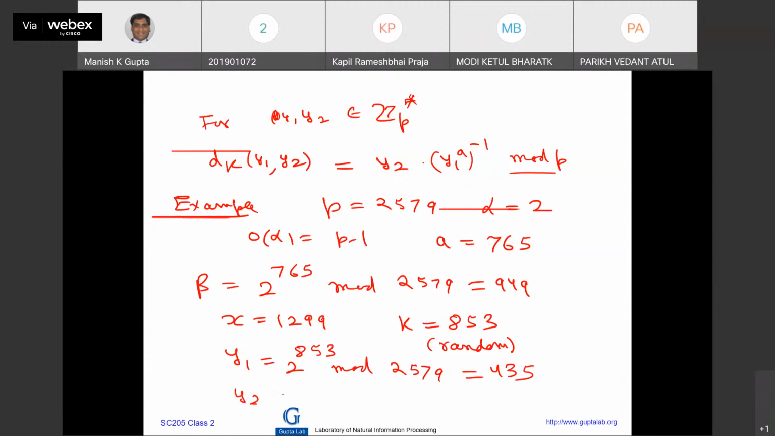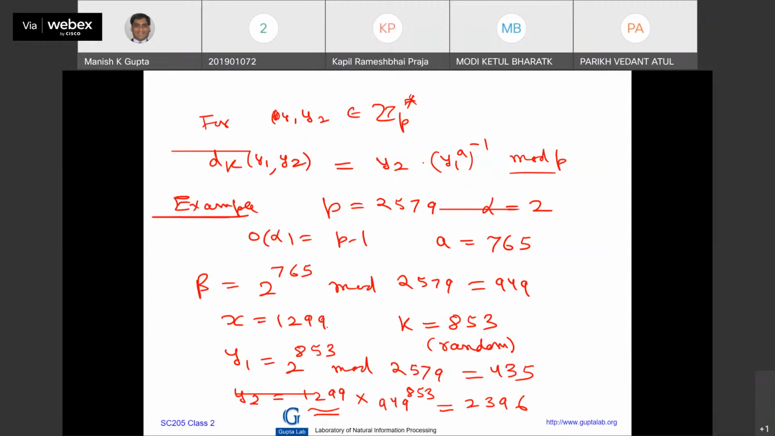And y2 is equal to 1299 times 949 raised to power 853. 1299 is your x, the plain text, and 949 is beta, so beta raised to power k. This turns out to be 2396. So Bob will receive the ciphertext y1 comma y2.